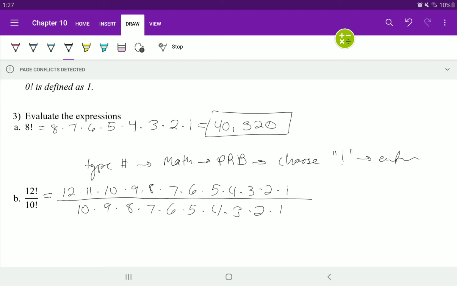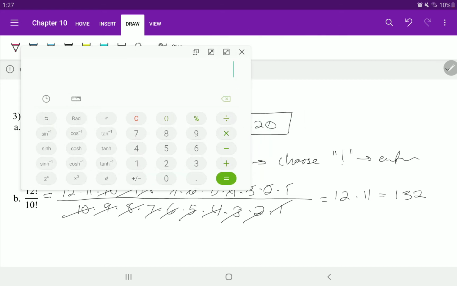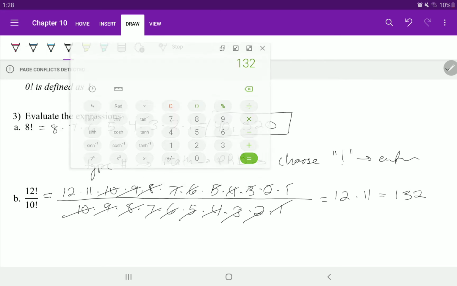Now, I can simplify, because here my 10s simplify each other out. My 9s, 8s, 7s, 6s, 5s, 4s, 3s, 2s, and 1s, they simplify each other out. So I'm left with just 12 times 11, which is 132. And you guys will get the same answer if you did it in your calculator. 12 factorial divided by 10 factorial will give us 132.